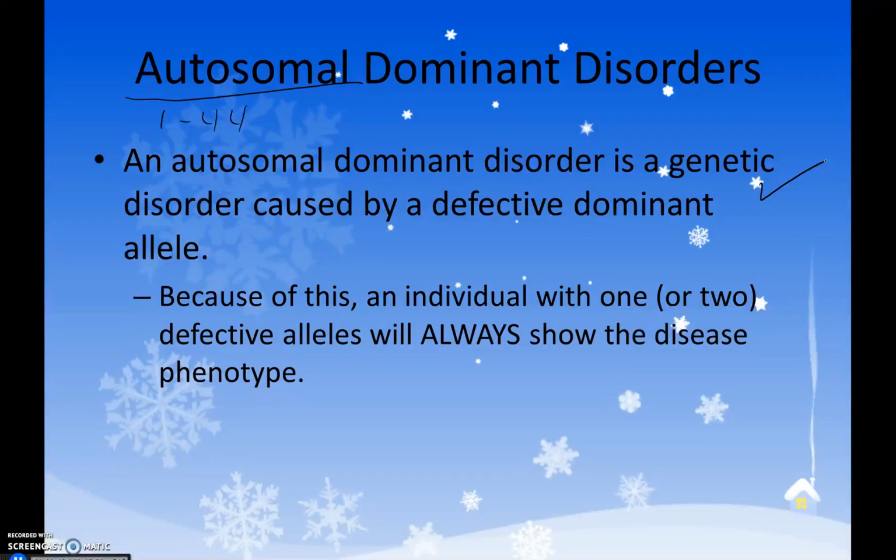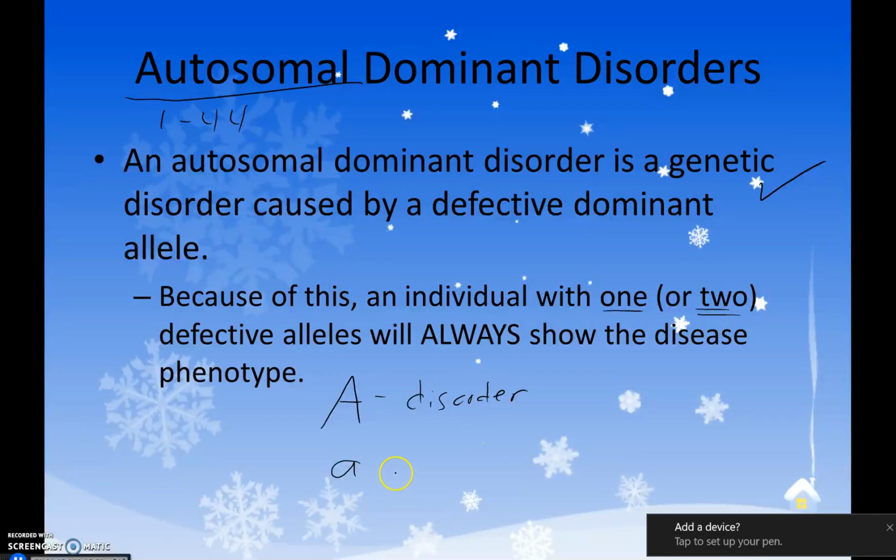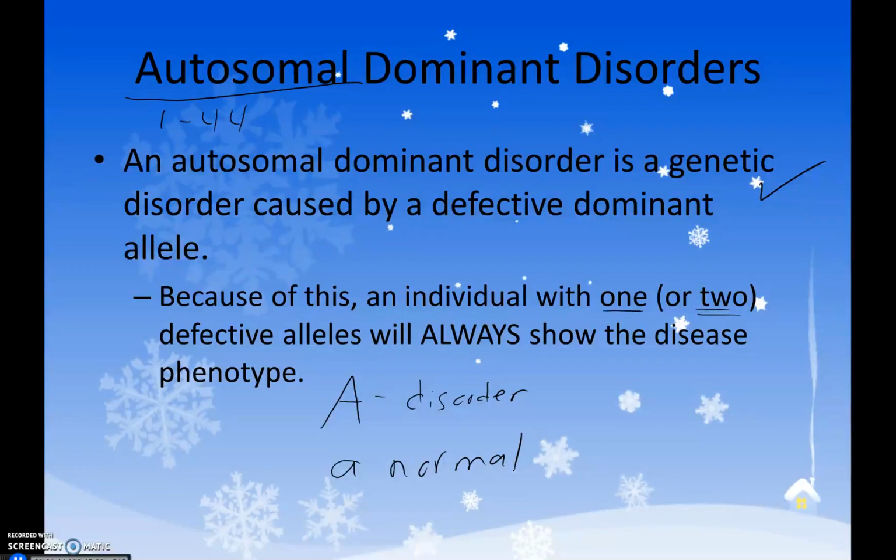You guys know that if it's a dominant, if you have one or two of those alleles, then you're going to show the disease. So we're going to use very simple letters here. We'll use an allele like this, and then we'll use an allele like this, okay? Because this is a dominant disorder, the capital A is going to stand for the disorder. Lowercase a will stand for a normal phenotype. Okay, so that's what we're going to be focusing on in the first few slides here.